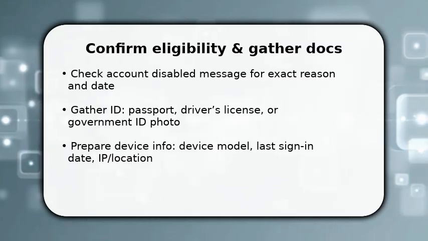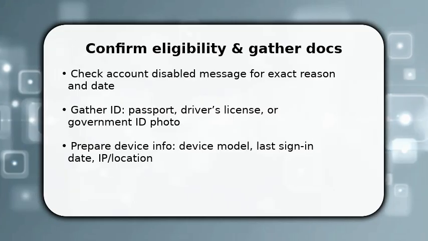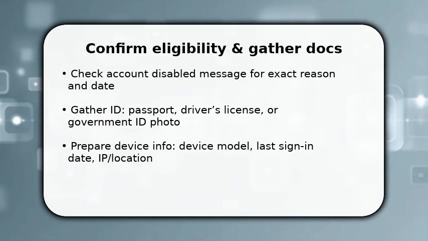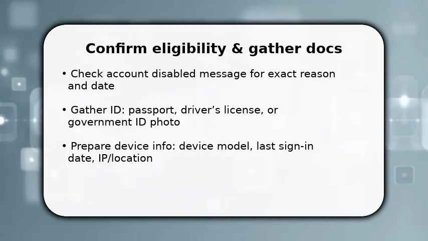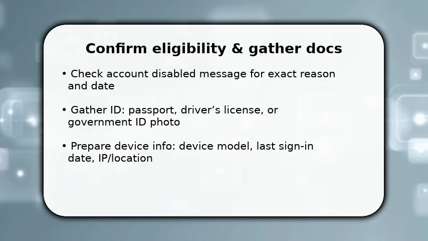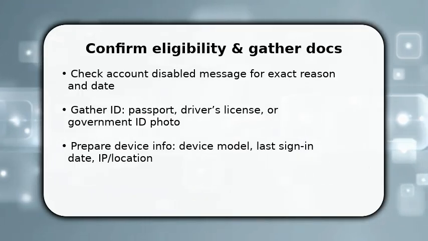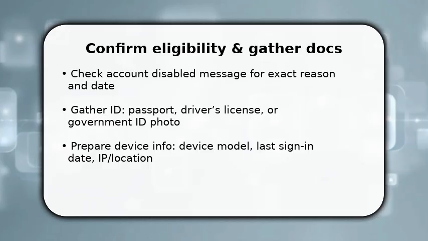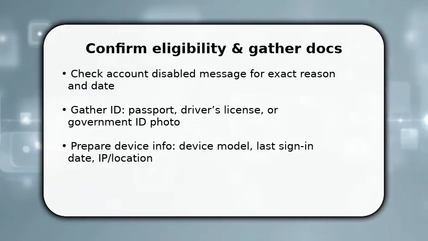You start by confirming why Google disabled the account. Look at the exact message and date. Next, gather a valid government ID, passport or driver's license works best, because you will need it for verification. Also collect device and sign-in details, device model, last sign-in date, and approximate IP or location to support your claim.